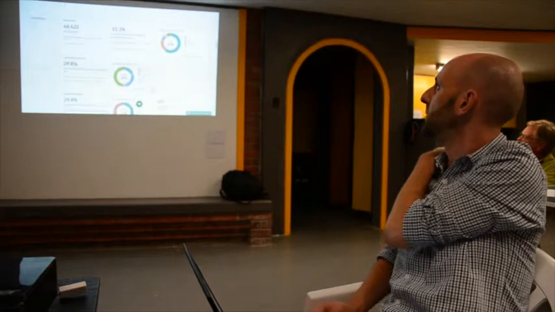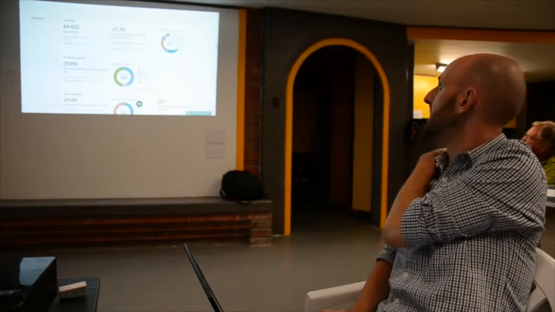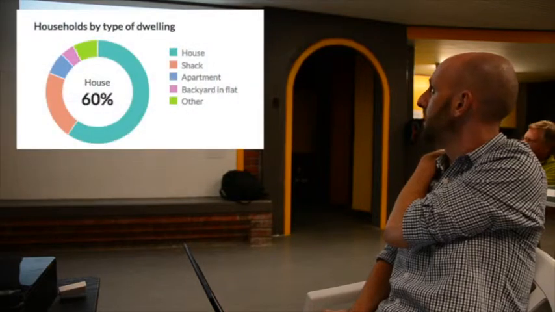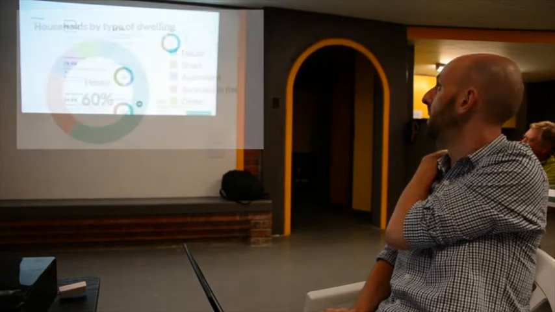We also get household information. So we've got 66,000 households there. What type of house is it? Is it a house? Is it a shack? So 21% of these households here are shacks. That's really high.